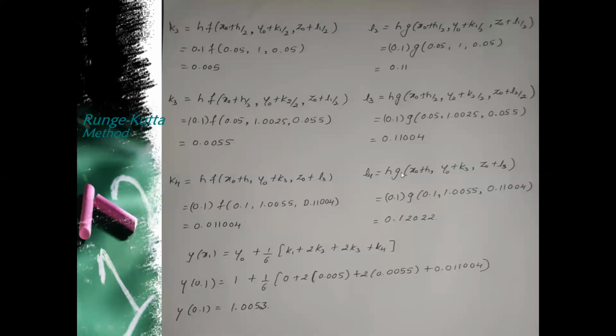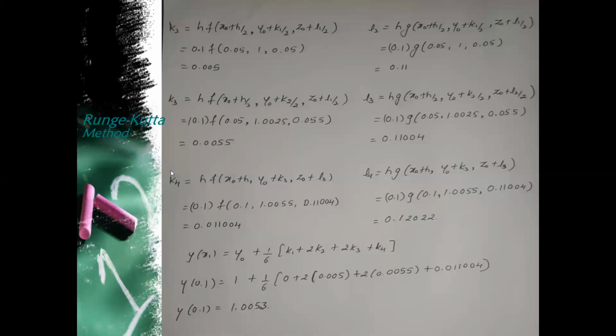Now we go for L4. L4 is h into g of x naught plus h, y naught plus k3, z naught plus L3. So h is 0.1, g of whatever the values we have written here, just note them down. Find the value of g under these values of x, y and z, then multiply it by 0.1. The answer we get is 0.12022.